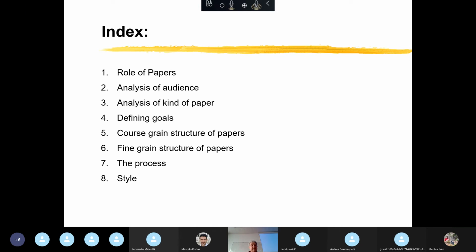So you see, of our eight items, the first four are just about setting up the process, right? As we see, you have to decide what is the role of your paper, the audience, the type of paper that you're writing, and then the goals. So all of this is setting up.